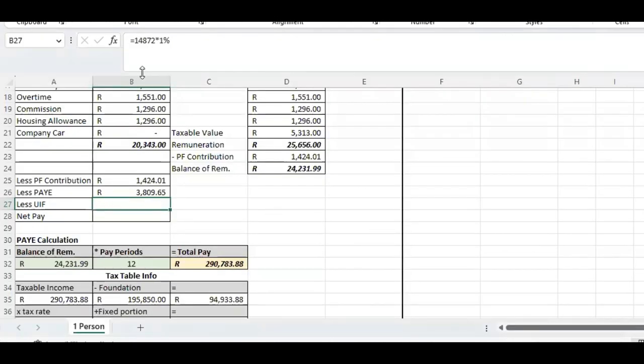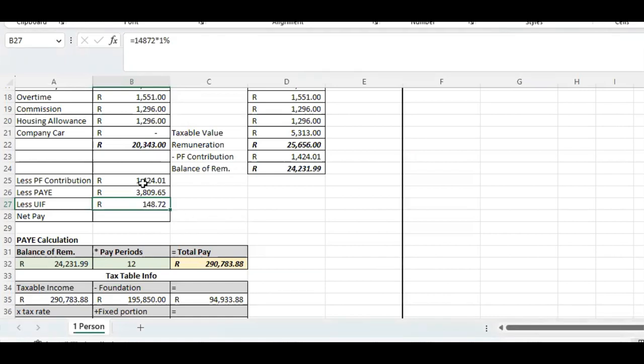So the UIF will be that amount multiplied by 1%. Why? Because he is paying 1% of his income to the taxman, who will pay it over again to the commissioner, but the company is also paying it for 2% total, but he's only paying 1% UIF. So 1% of that 14,872 is simply 148 Rand and 72.